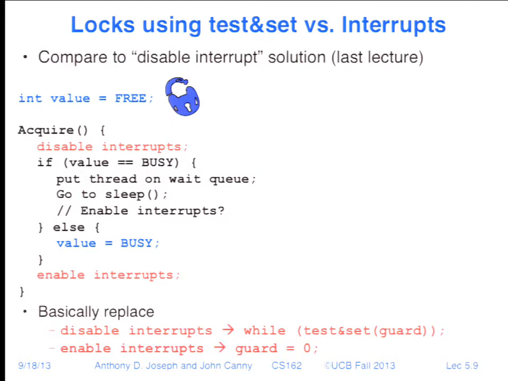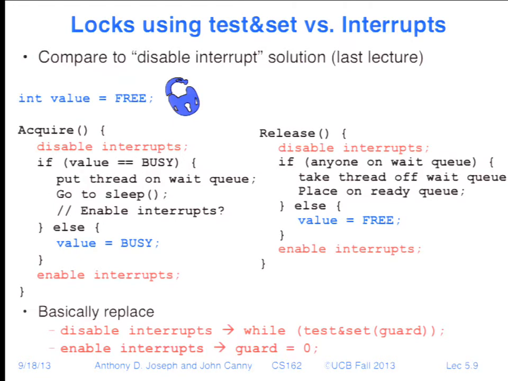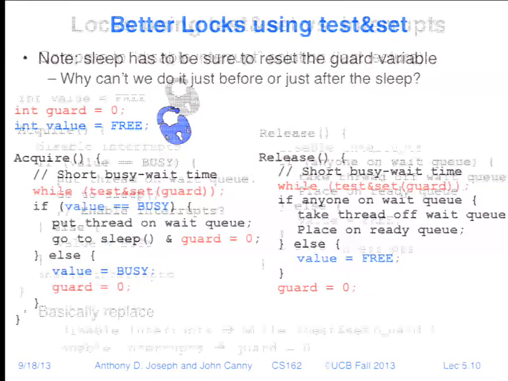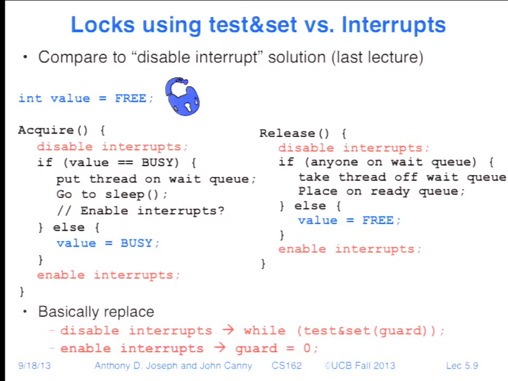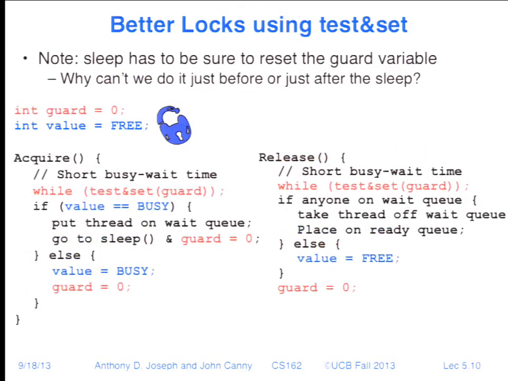Just to revisit, in contrast with the enable interrupts version from last time, if you recall, we looked at this templated version using interrupts instead. There's a very close analogy between the version that uses interrupts and the version that uses test and set. Disabling interrupts is analogous to capturing the second order guard lock, and re-enabling the interrupts is analogous to clearing the guard. Intuitively you'd like to clear it here so that you give back control while you're sleeping. There's a little bit of trickiness in exactly when you do that, and we're going to see that in a second. Similarly, on the release side, the interrupts play the role of grabbing the second order lock so that you're protecting that release code. Okay.